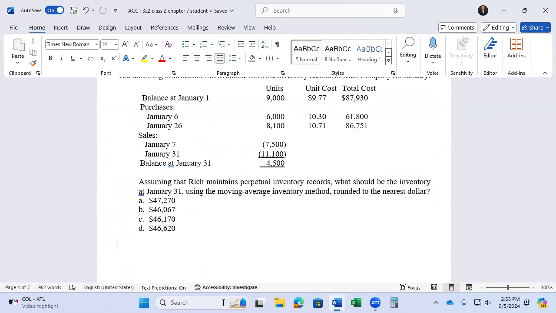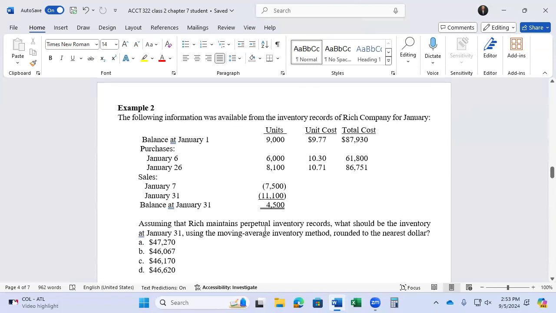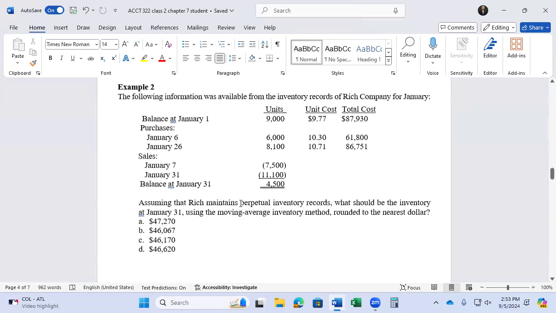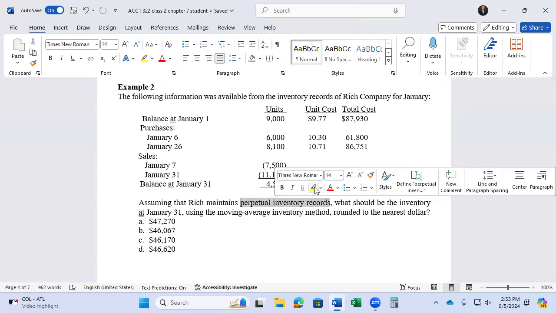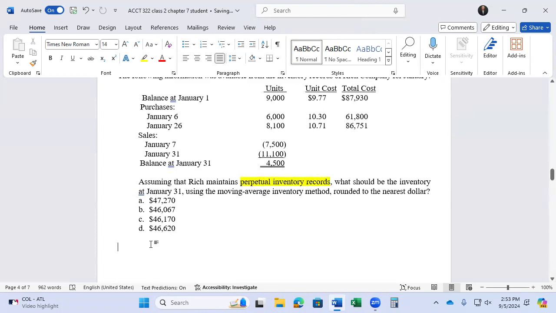Okay, so we're going to jump to example 2, and we're going to do first in, first out. But this time, we've got a perpetual inventory. This is going to be a little more challenging because we're going to have to calculate it at each point. So we take the cost of goods available for sale and divide it by the number of total units at each sale point.